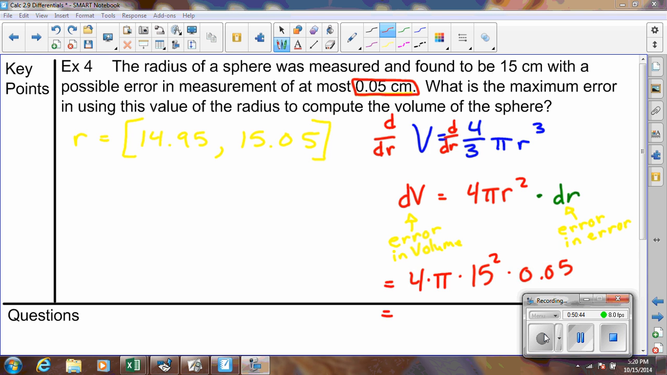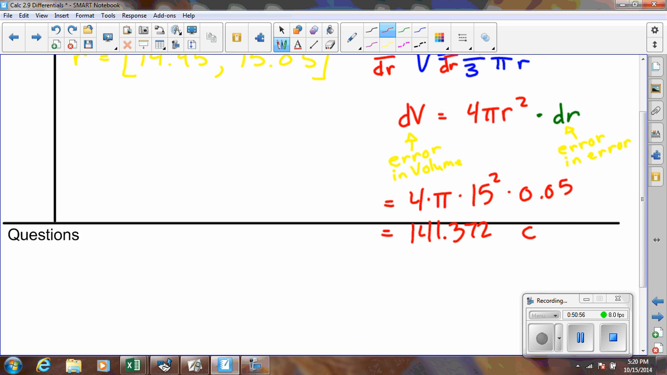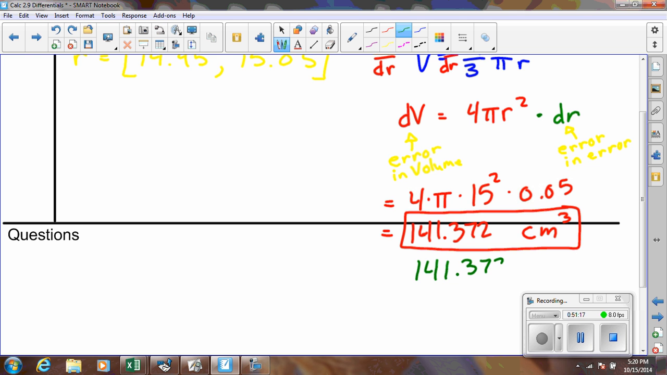equals 141.372. This tells us we could be off by as much as 141.372 cubic centimeters. When we are measuring it, of course, 1 cubic centimeter is a milliliter. So in terms of volume, we could be off by 141.372 milliliters in the calculation of our volume.